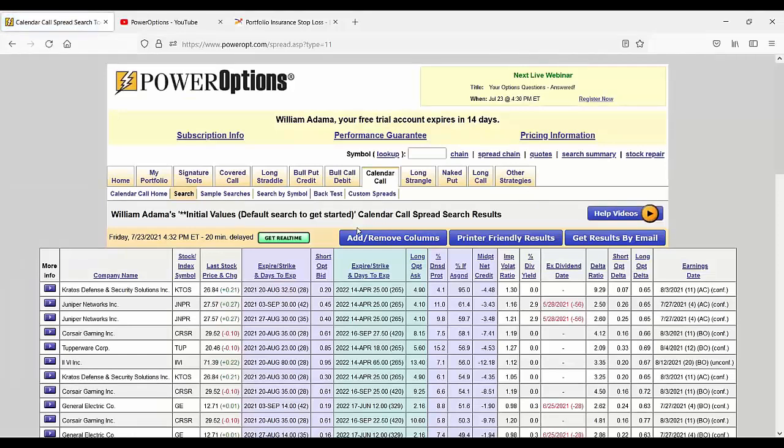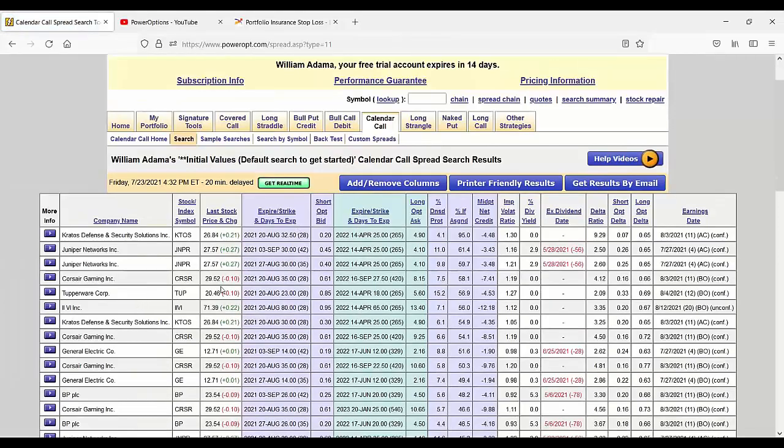Let's just take a general search, and I'll just use this Corsair one here. It looks pretty decent. It's far out in time. It's 420 days. Actually, let's take this Juniper one. It's a nice August expiration, weekly August 27th expiration, 30 strike call on a stock trading at 27.57. And we can buy the April 25 strike for 2.65. We're in a 5-point spread with a net debit of 3.48.